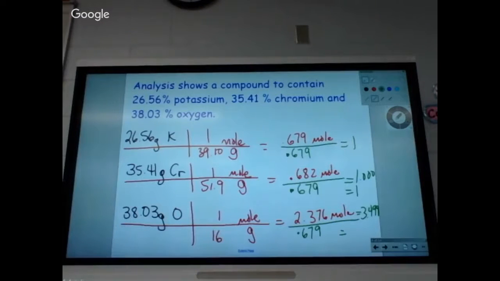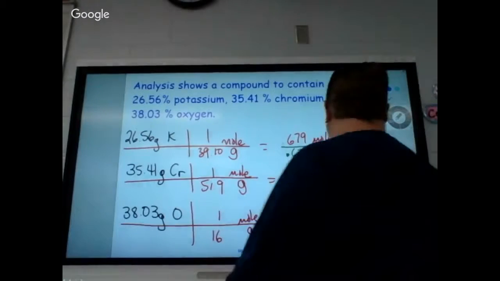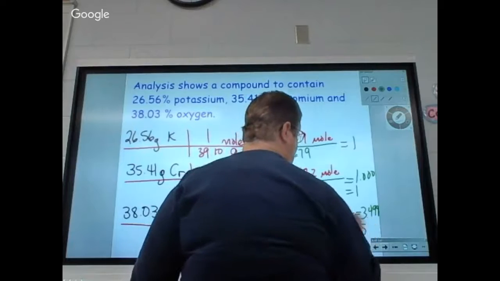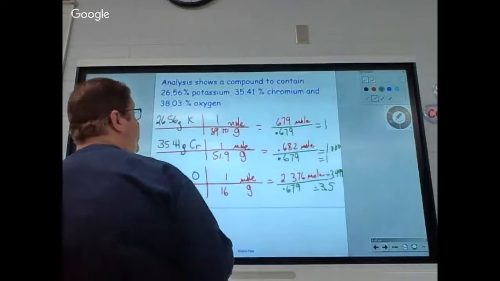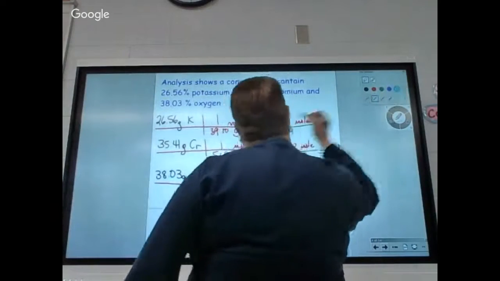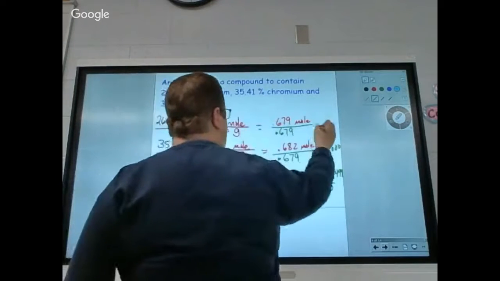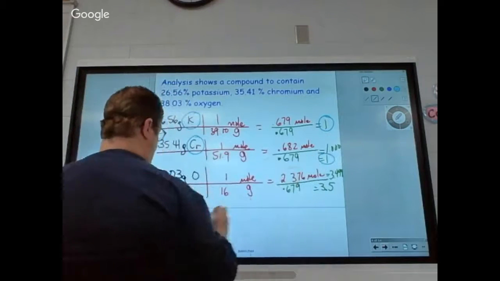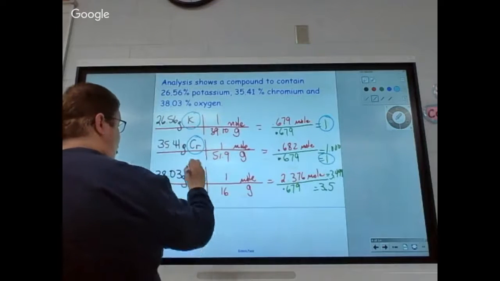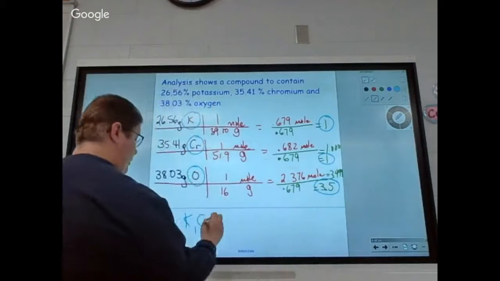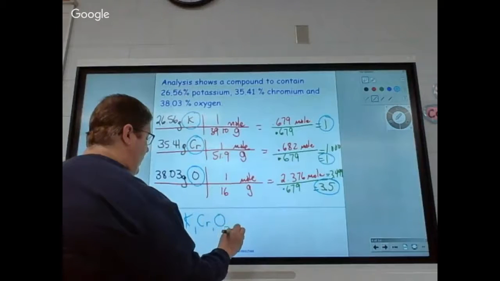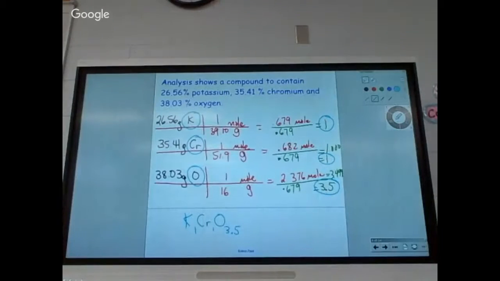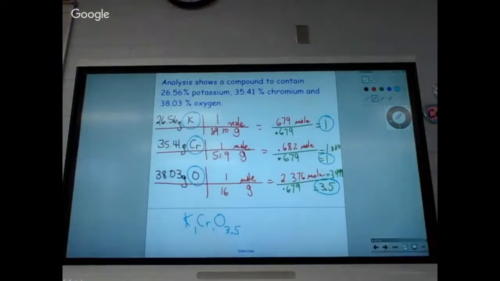Okay? This number is what? What's 3.49? That's 3.5. So when we write this formula, we have a K with a what? A K with a 1, a CR with a, and an O with a. Now, did we write any formulas last week that had a half in them? Not starting today. So, think math class.